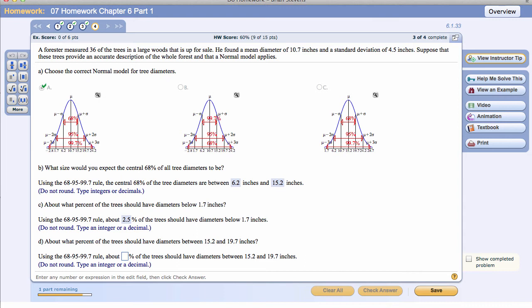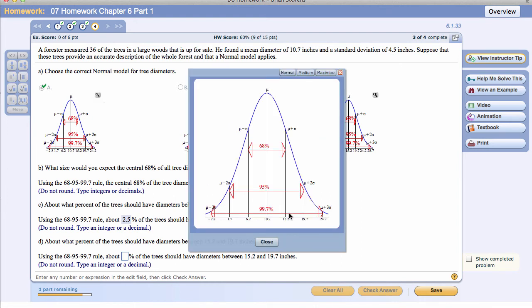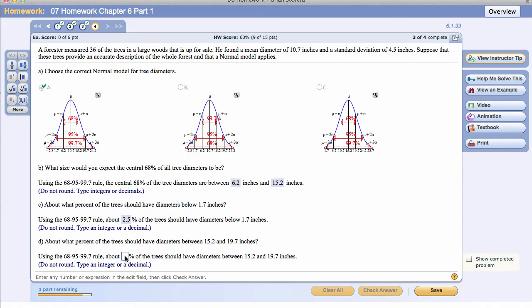Using the 68, 95, 99.7 rule, what percent of trees should have diameters between 15.2 and 19.7? So let's take a look. 15.2 and 19.7 is between 1 and 2 standard deviations. This is the trick when we take out the 68 from the 95. Look closely. If you take out the 68, you'll be left with just these two portions on the outside of it, meaning that you have 27 divided by 2 to get this one, giving you 13.5%.